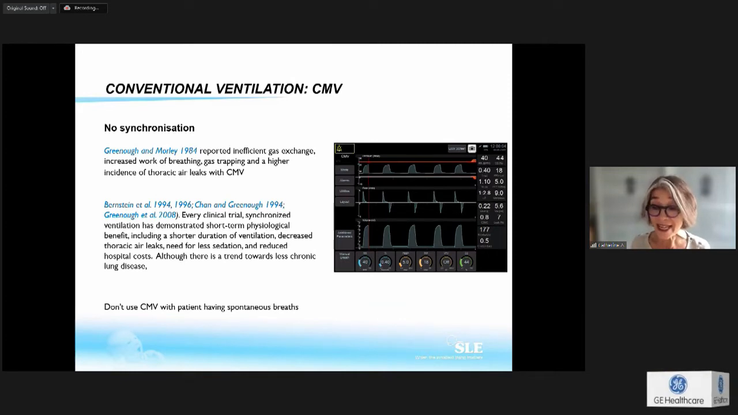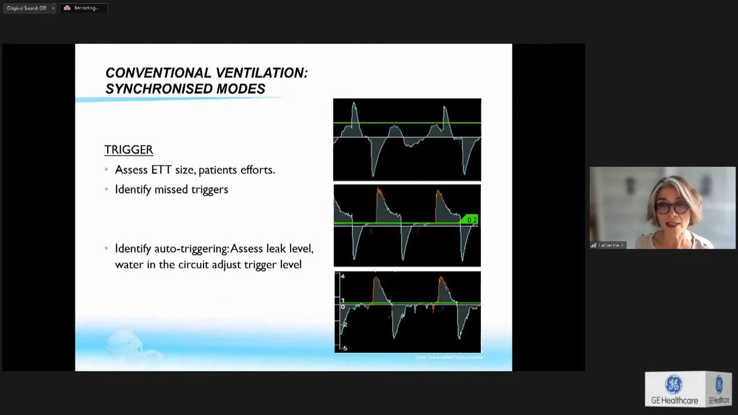You will see that SIMV can be a very good mode for you if you want to control the number of breaths that you want to deliver to your patients. So when we look back at the different studies where they compare all the modes, the modes which had some synchrony with the patient were performing better than CMV, where you don't have any synchrony. So now, how do we synchronize with the patient?